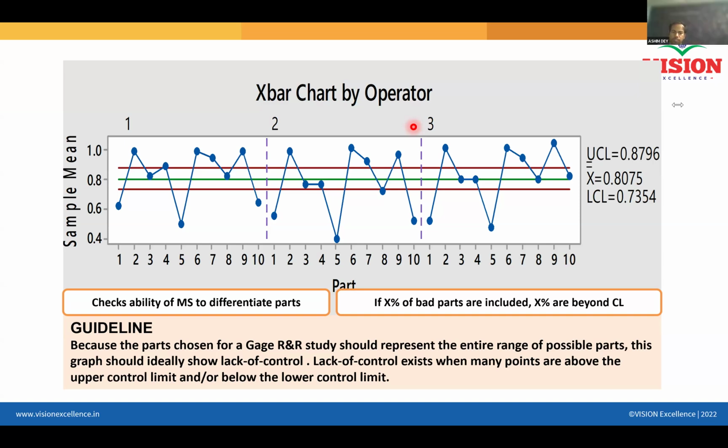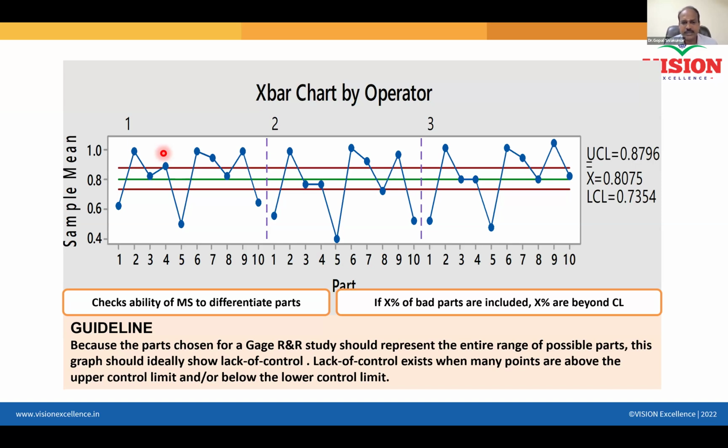Yes. If you have 60% good parts, 60% of your readings should be closer to the center line, and 40% of your readings should actually fall outside the control limit, because you purposely selected those 40% of the parts closer to the spec. Yes or no? So 40% of the points should fall outside the control limit here in the X bar chart. If that is not happening, you can understand your measurement system is not able to discriminate between good and bad.